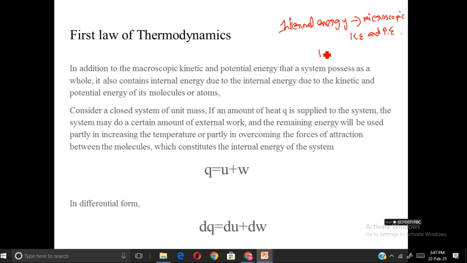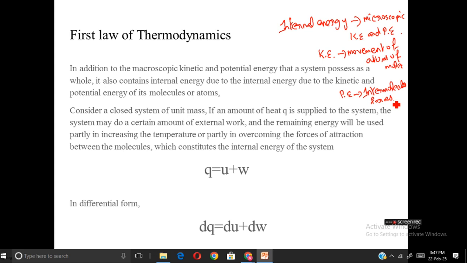The kinetic energy is basically due to the constant movement of atoms or molecules within the system, and potential energy is due to the intermolecular or intramolecular forces which are there within the system. So that is the internal energy.